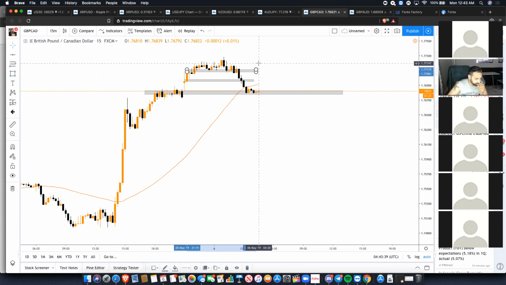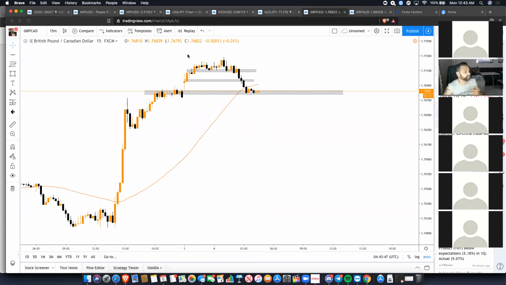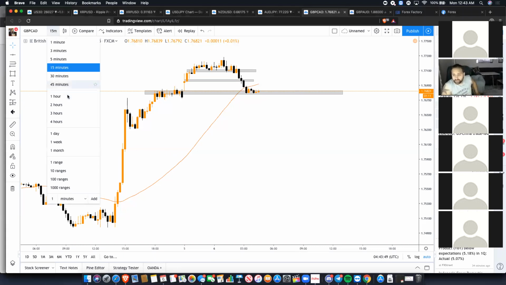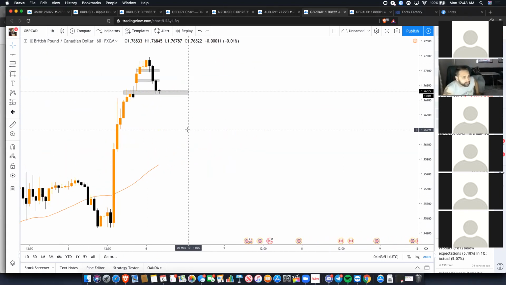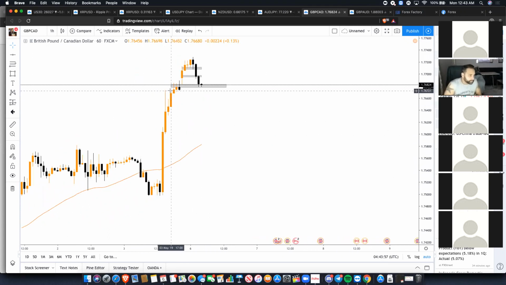Where's Gloria? Gloria, you here? Yo, Gloria, are you looking at GCAD too? Yeah, this looks good, bro. If it can break this zone, man, I'd love to see it try to fill this wick right here.